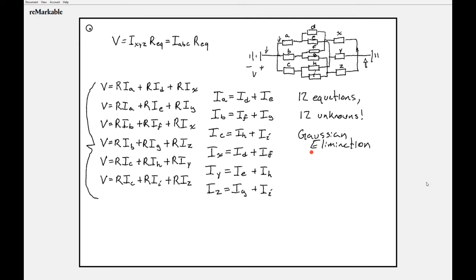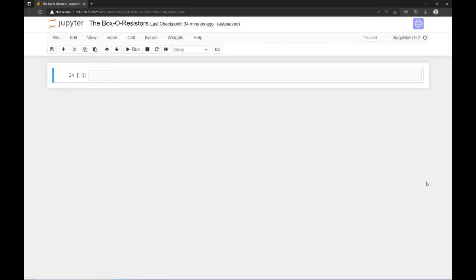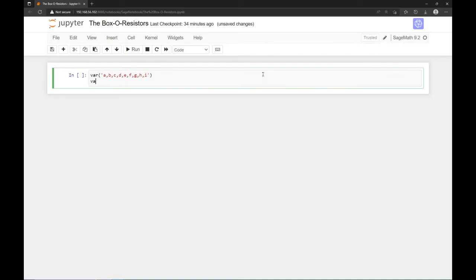There's actually a formal process called Gaussian elimination that can systematically solve this, and that's likely what we'll end up using. So I actually have some software pulled up called Sage, which provides a Jupyter notebook, and what we can do is just declare all of our currents and then declare a voltage and a resistance.